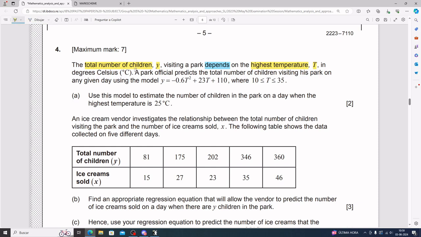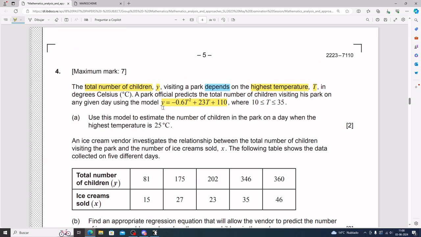And the park official predicts that the total number of children visiting his park on any given day, you can predict it by using this model. And so clearly, the park official took Math IB at some point because that park official knows what's up. See? And so the park official says that you can predict the number of children using this formula where this occurs. Okay, and this, ladies and gentlemen, is what we're going to call our domain.